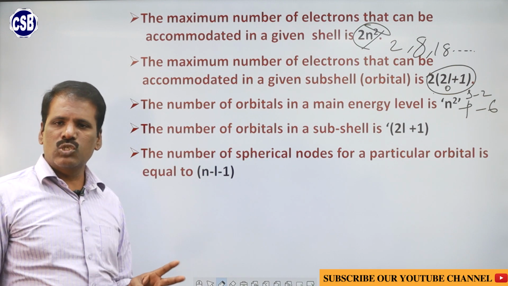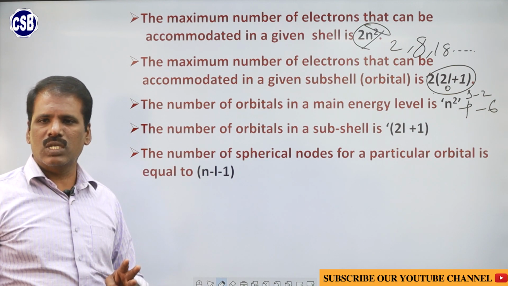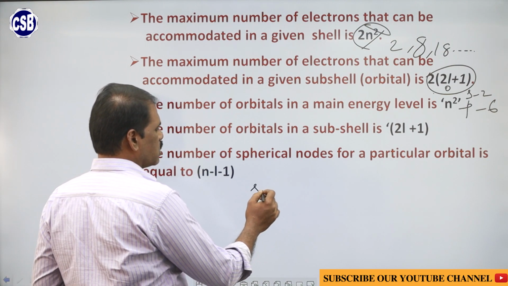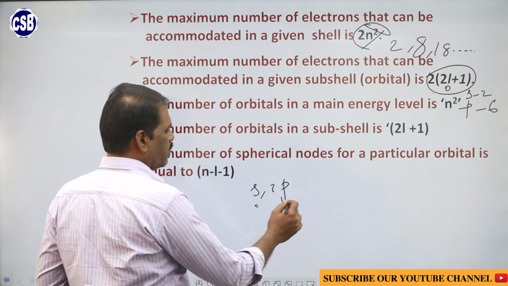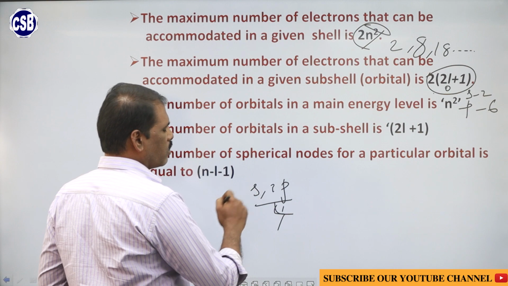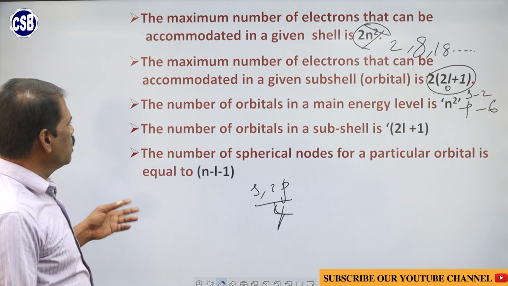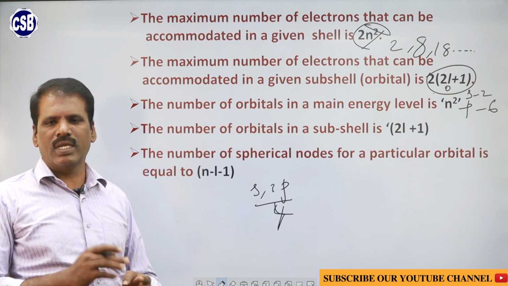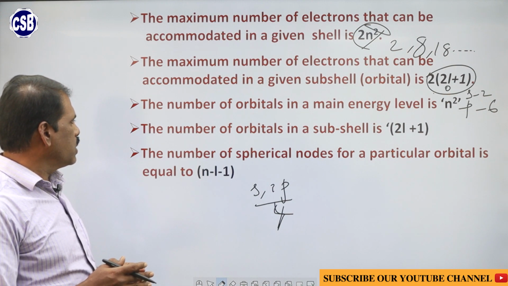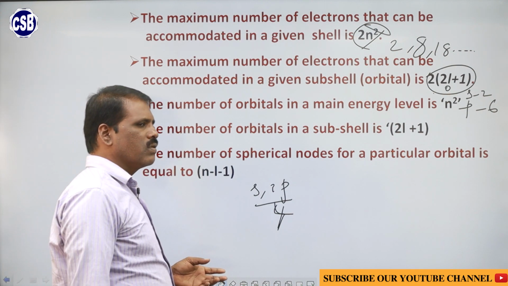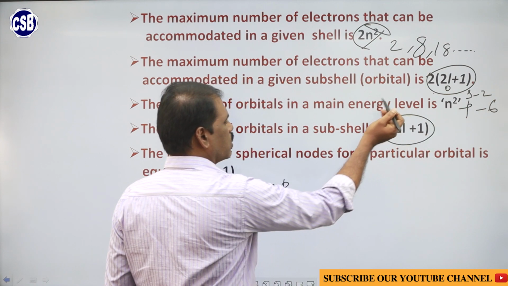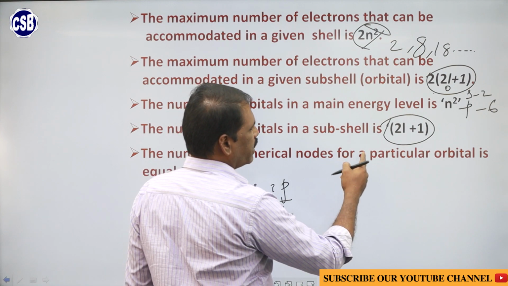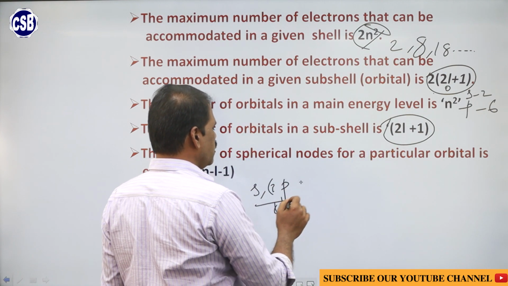If you give the n value as 2, n square is 2 square, that is 4, so there should be 4 orbitals in the second energy level. That means in the second energy level, 1 s and 3 p orbitals, totally 4 orbitals will be there, and so on. The number of orbitals in a subshell means s, p, d, f. These are the subshells. The number of orbitals in a given subshell will be given by the formula 2l plus 1. For example, if the l value is 1, it represents p orbital. So 2 into 1 plus 1, that is 3. So totally 3 p orbitals will be there.